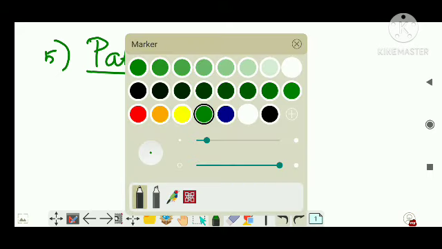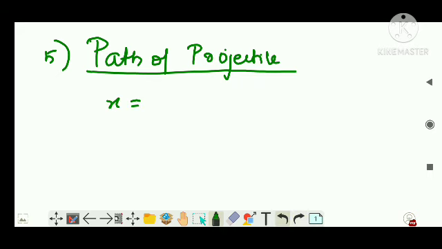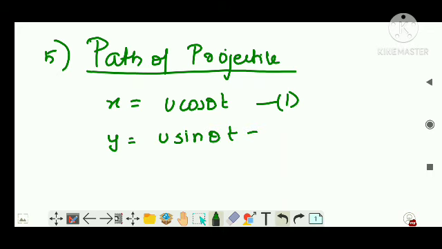So, for x and y displacement, x is written as u cos theta t. You have written it previously. Let's mark that as the first equation. Now y is equal to u sin theta t minus half g t squared. That also you have learned. Make it the second equation, right?